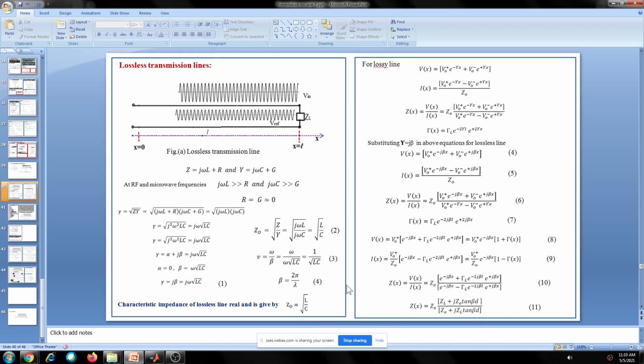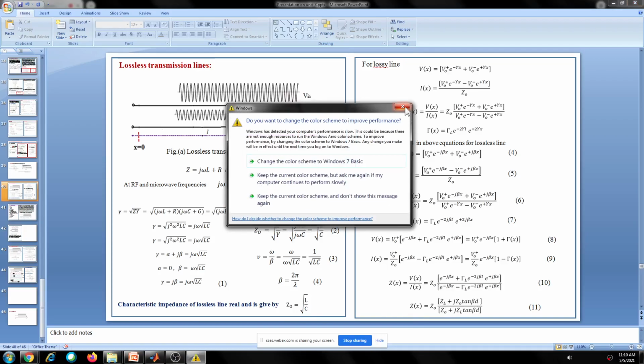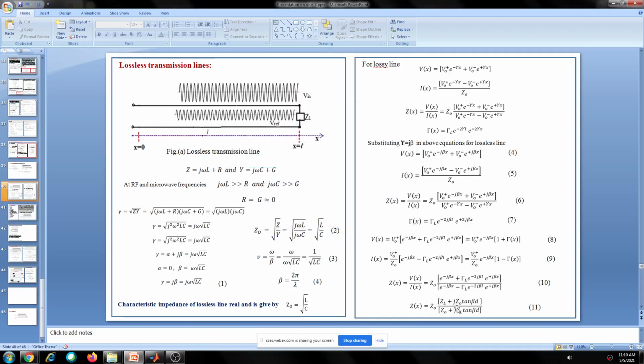Here the velocity is independent of frequency. It is only 1 by root of LC, similar to the distortionless line. In the distortionless line also, we get the same: velocity is 1 by root of LC, independent of frequency. Similarly, the characteristic impedance is also similar to the distortionless line. So this is the equation. Now, this is about a lossless line, and these are the impedance, voltage equations, velocity, beta and gamma equations.